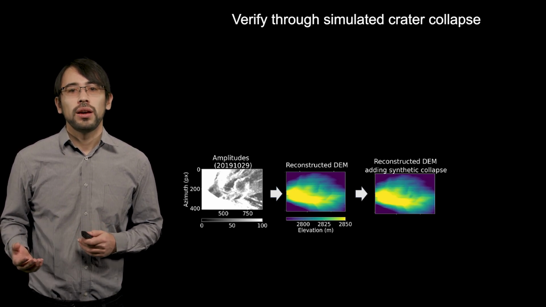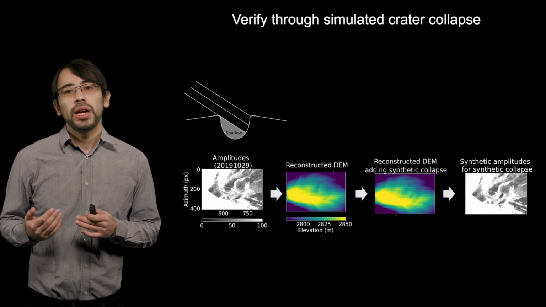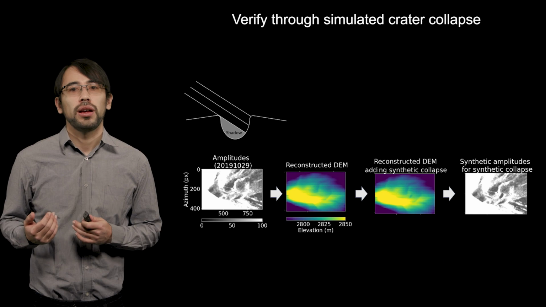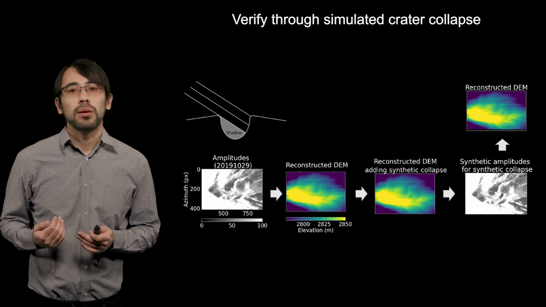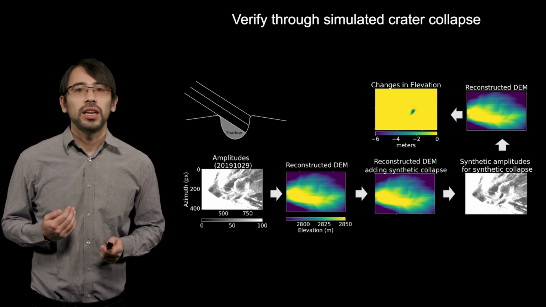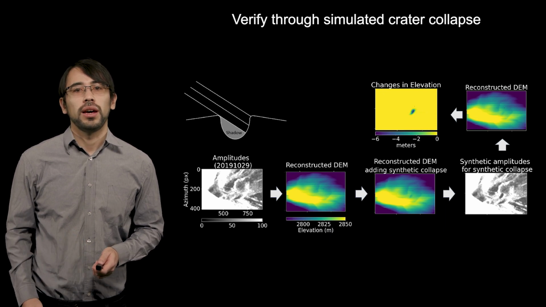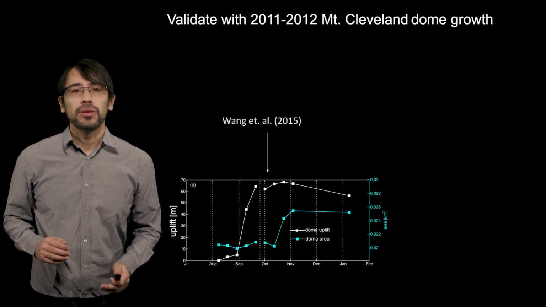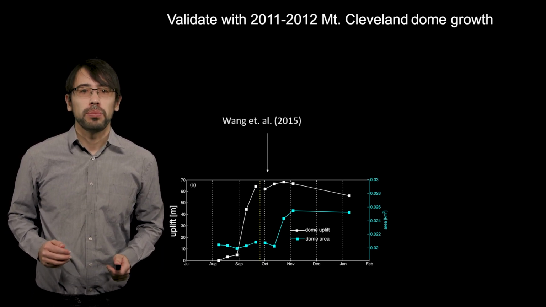Then we subtracted our synthetic collapse from that DEM. Then we reconstructed an amplitude image simulating a possible shadow that the radar signal will have. Then we reconstructed the DEM from that synthetic amplitude image. And then subtracting the original DEM, we are able to see that our method was able to detect that synthetic collapse. So now we have to validate our method against previous studies, and Mount Cleveland is a perfect place to do this, as two studies were performed here.